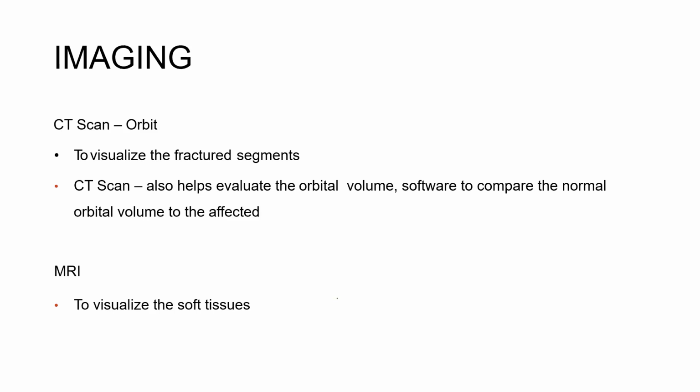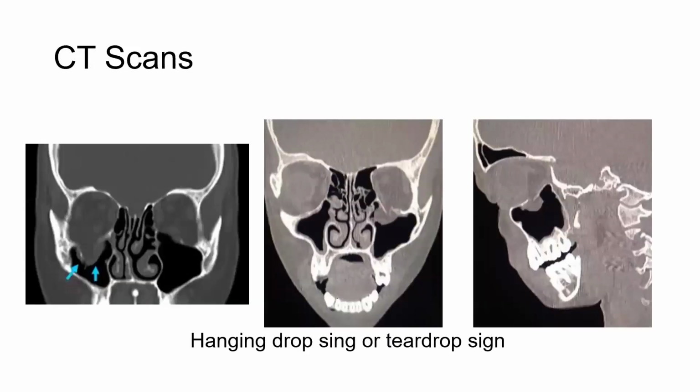If there is a soft tissue injury in any of the periorbital or orbital contents, it is better to have an MRI and an ophthalmologist opinion to rule out anything of that sort. This is a teardrop sign which we often see in orbital floor fractures. So this is how it will look. There is a fractured floor here, and there are herniated orbital contents. These are all coronal views. This is a sagittal view.